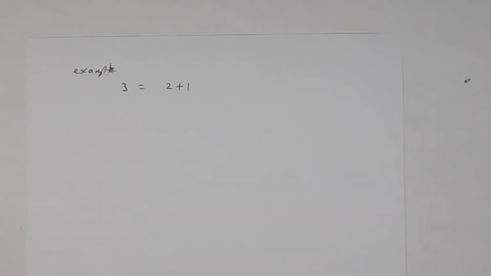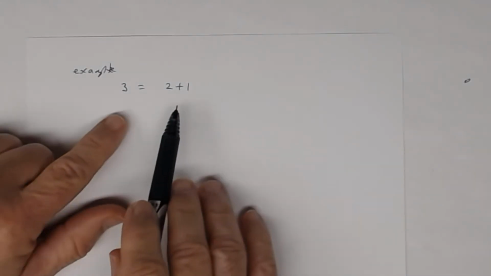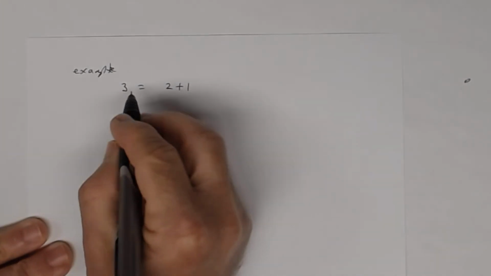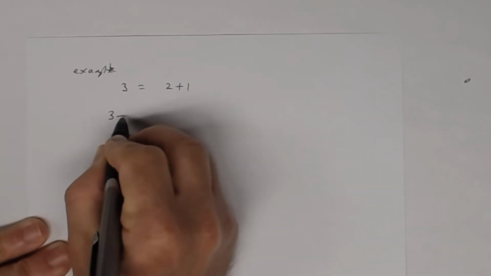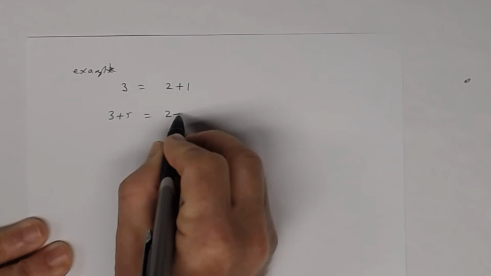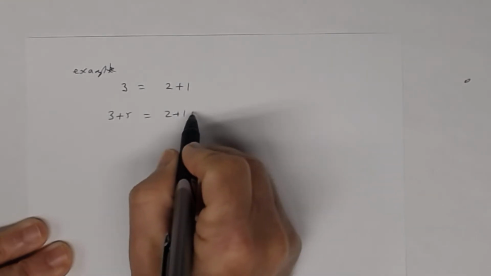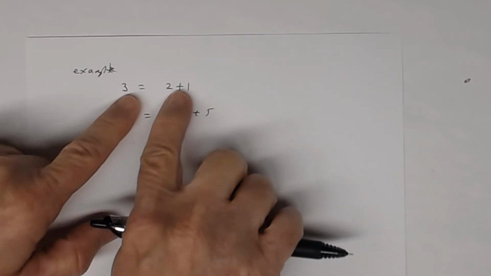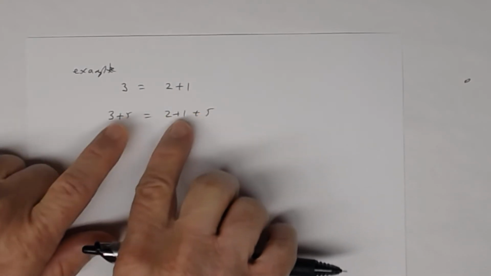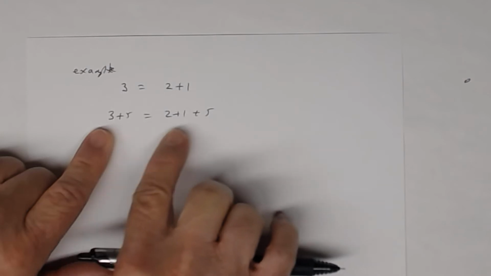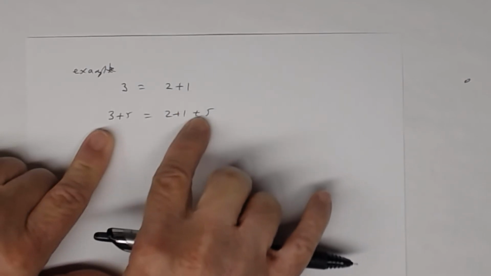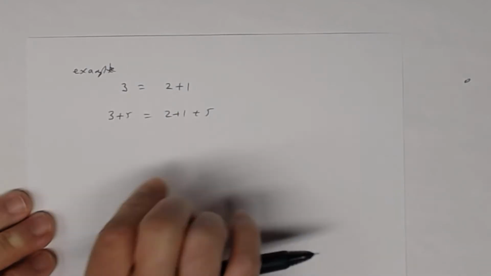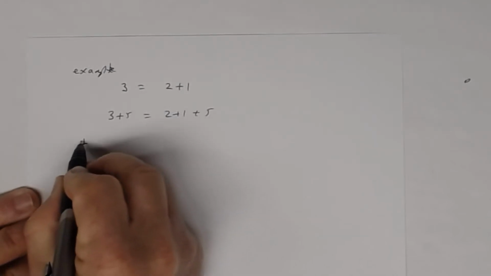All right, now let's go ahead and look at this. If I have, let's say, 3 equals 2 plus 1, y'all know that's a true statement. So if I were to add 5 to the left side, then I have to add 5 to the right side as well, right? To make it a true statement. So I took both sides and I added 5. And it's still true because 3 plus 5 is 8, and 2 plus 1 is 3, and 3 plus 5 is 8. Okay, so here's what you got to remember.